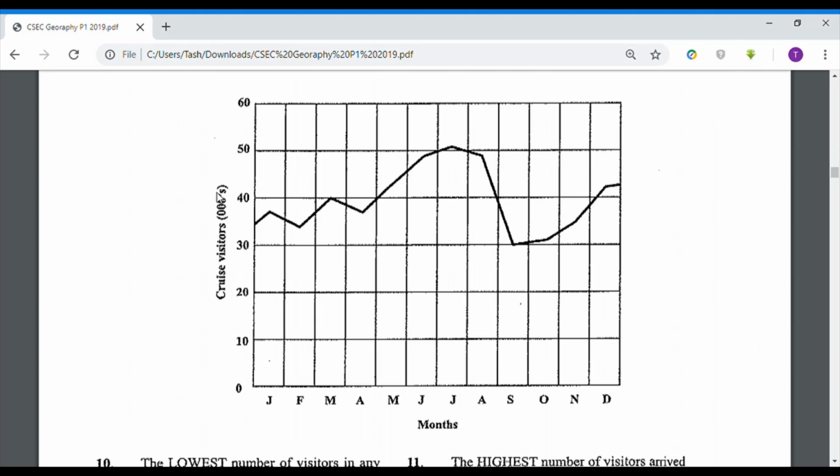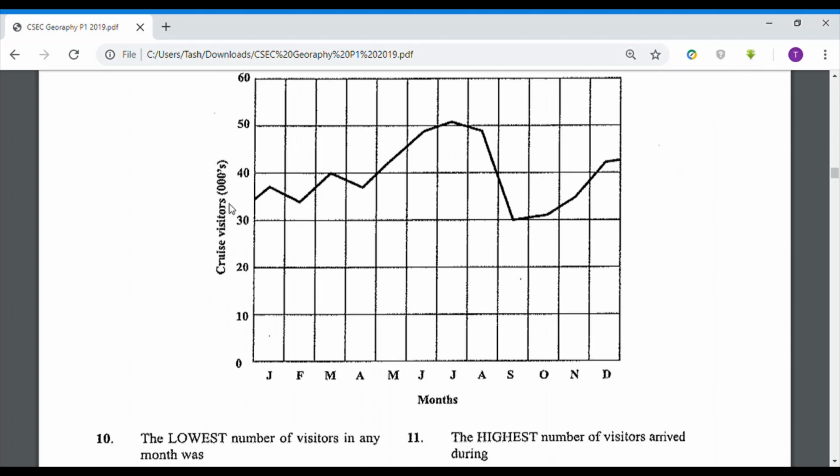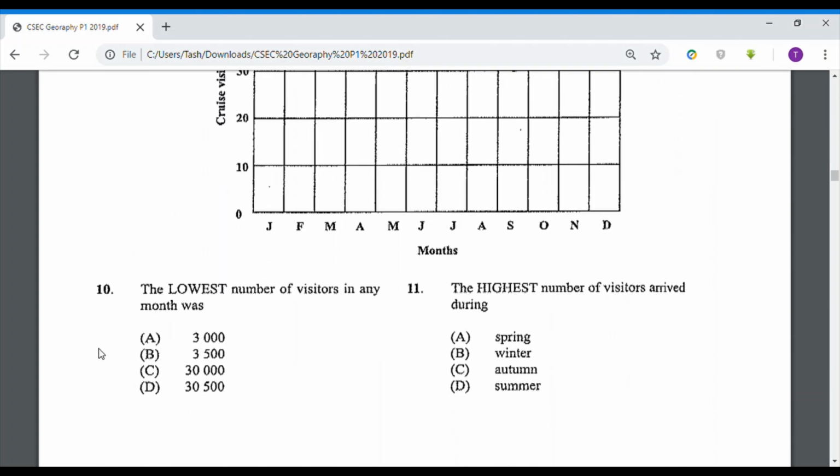So our answer then would have been 30,000. So we go back here and we have 30,000. So your answer for number 10 would have been C. Now for number 11, the highest number of visitors arrived during, and it gives you the seasons.